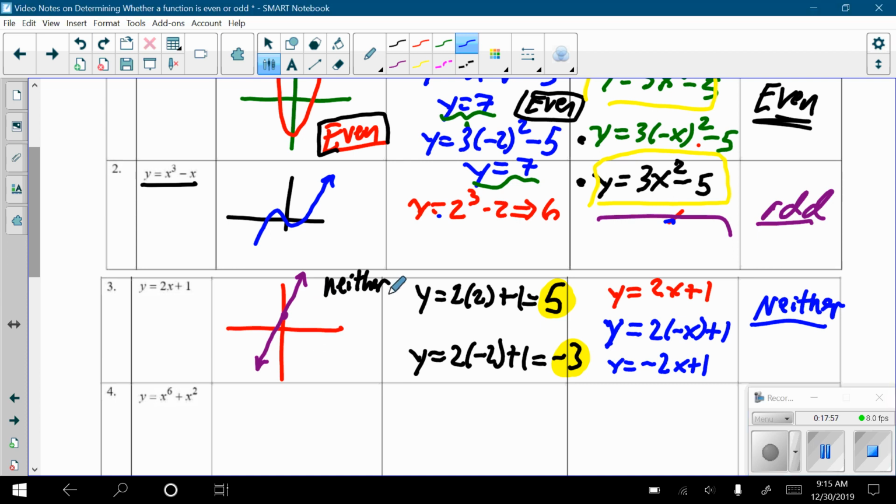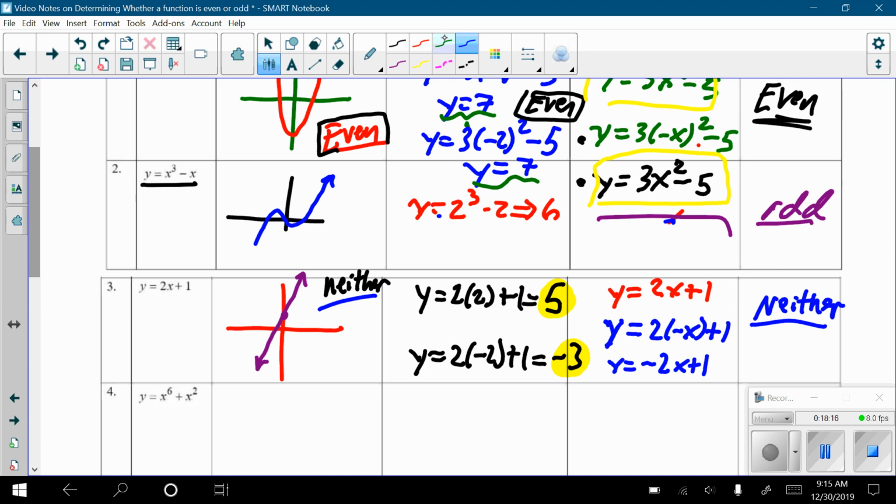Numerically, we can confirm that. When you plug in 2, you get out 5. When you plug in negative 2, you get out negative 3. You don't get out the same thing. You don't get out the opposite thing. You just get out a random different number. This is not displaying any type of symmetry. Nothing's matching up.